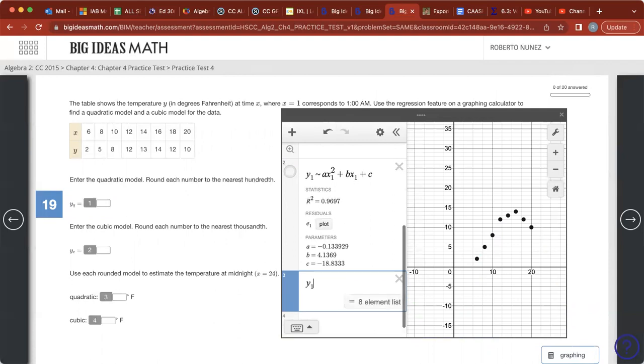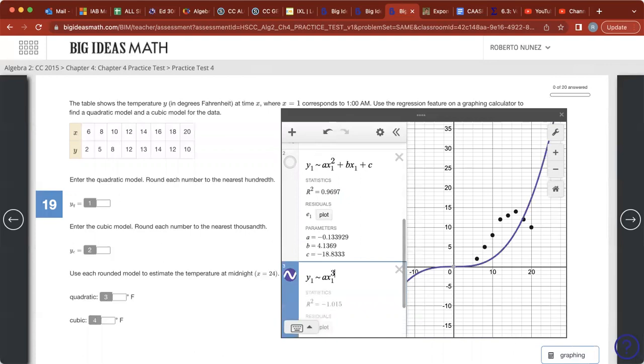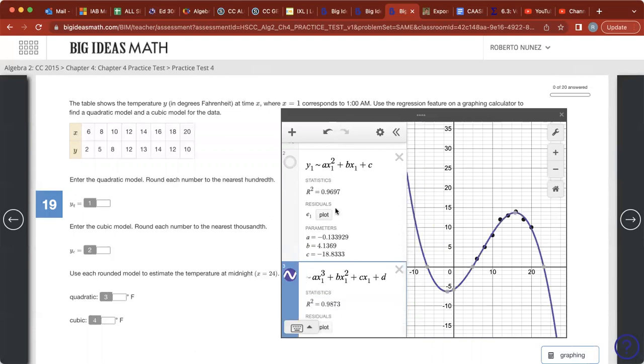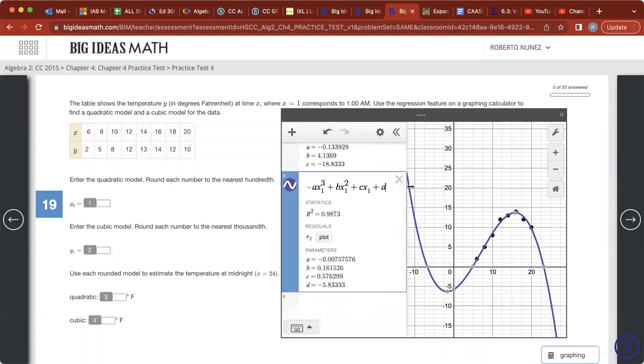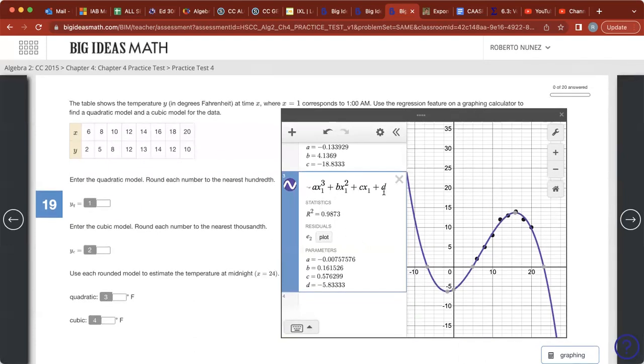So once again, we'll write y1. We're going to do a tilde, which is the regression feature. And now we're going to do the same thing, but with a cubic function. So a x1 to the third power plus b x1 to the second power plus c x1 to the first power. So we just leave it like that, and then plus d. And so once again, you'll see that this calculator tried its best to fit a cubic function along my data set, my data points. And so if we want to figure out what this A, B, C, and D is going to be, all we have to do is look down here, right?